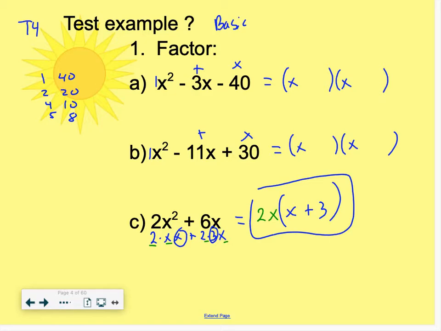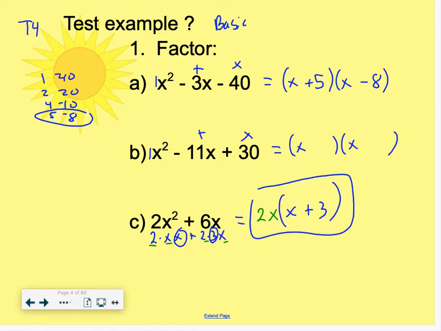and they have to multiply to a negative 40. So that means one of them is going to be positive and one's going to be negative. And they have to add to a negative 3. So that means the bigger of the two factors is going to be the negative. And then I can see that this is the answer. So a plus 5 and a minus 8.